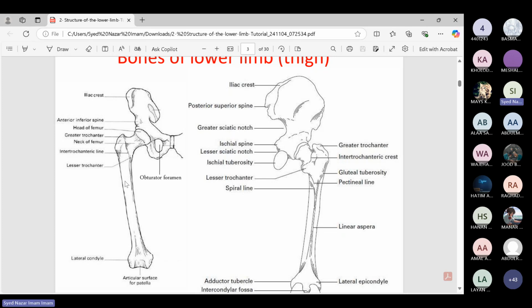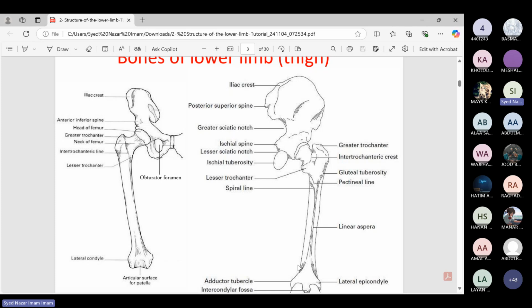Okay, now let's see the shaft of the femur. In the shaft, you will see there is only one border, and this border is called the linea aspera. This is not in the anterior, this is in the posterior. So posteriorly, there is only one border in the femur, and that border we call the linea aspera. Why do we call it the linea aspera? Because it has two lips. One is the medial lip and one is the lateral lip.